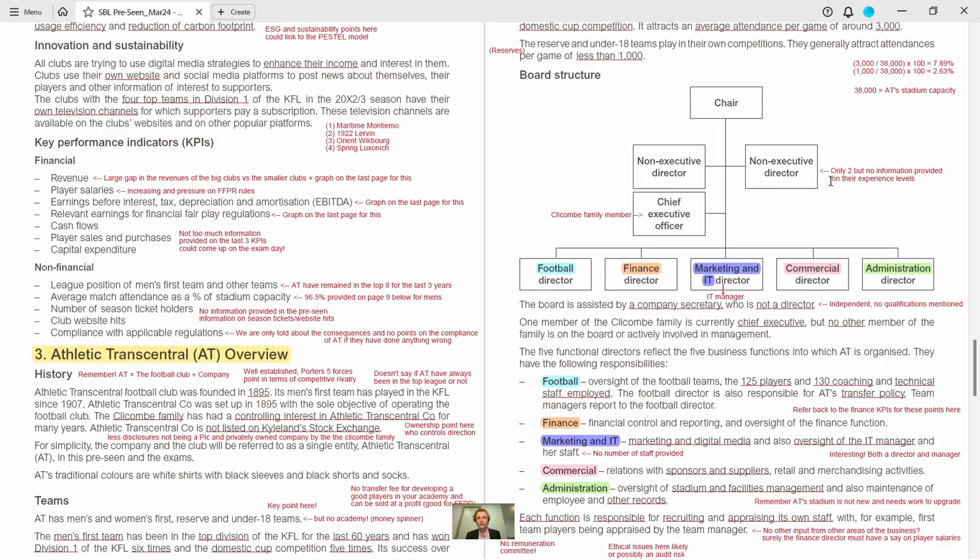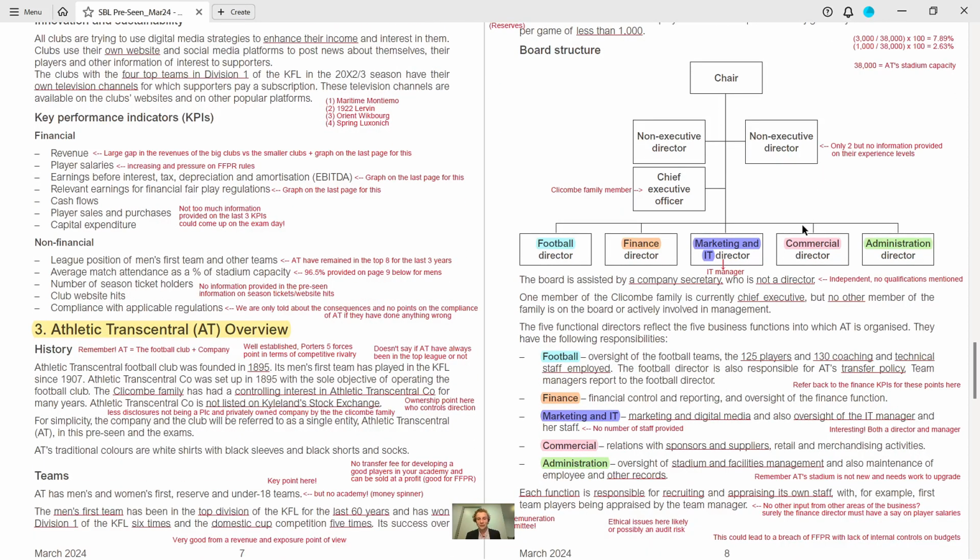Coming on to the board structure now, we're given a nice little breakdown, and just to make it a bit more entertaining, I've given you some nice colours on the notes. Clycombe family member. You sometimes get these thrown in, but the chief executive officer is the only family member part of the actual board structure, just for your notes to get it down. And then also you can see that we've got the marketing and IT manager. I've got that little arrow because the marketing and IT director is in charge of an IT manager, and you can see from the points that they have an oversight of the IT manager and her staff.